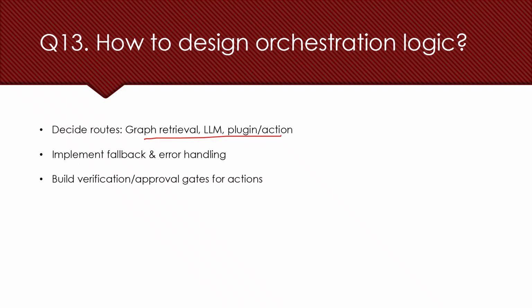We need to design our orchestration layer to include fallback flows as well. And for high-risk operations, we have to provide for build verification and approval gates for actions. So that is something which we require. Clear orchestration will reduce the unexpected behavior of the system and make the system auditable as well.